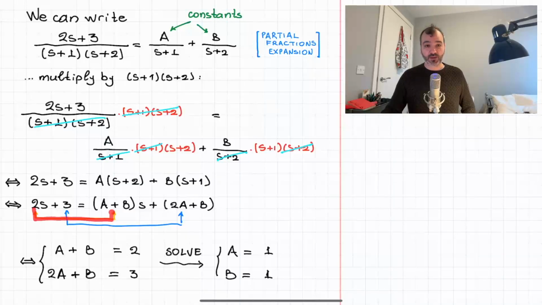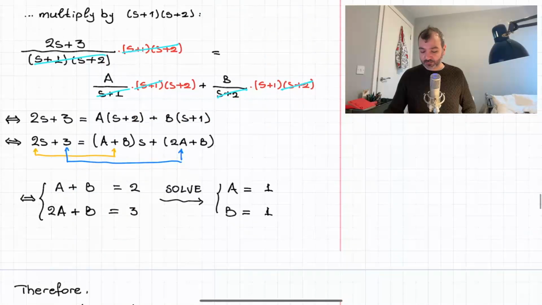The coefficients of s must be equal, so a plus b must be equal to 2, and the constant coefficients must be equal, so 2a plus b must be equal to 3. We write these equations here, and we see that we have a linear system of 2 equations and 2 unknowns. So we can solve it. Hopefully it's solvable, it is, and we get a equals 1, b equals 1.